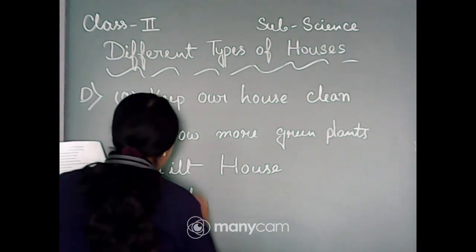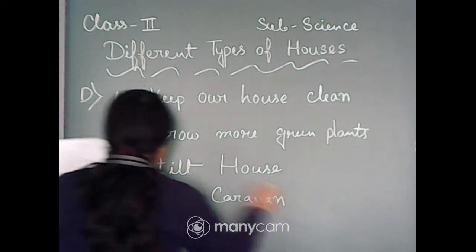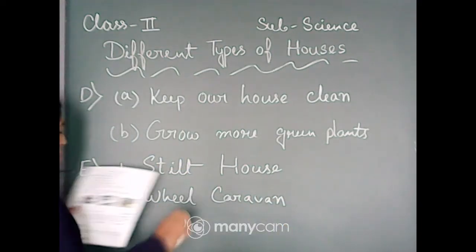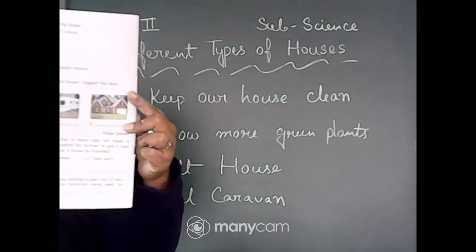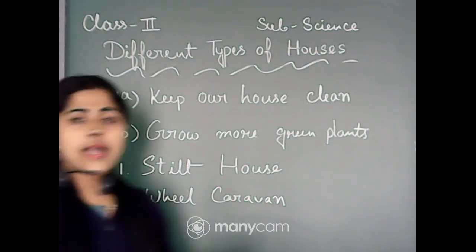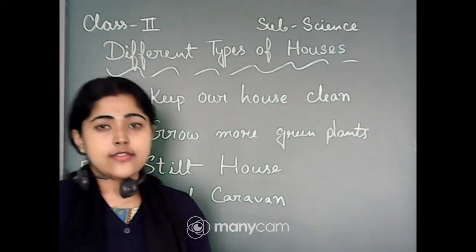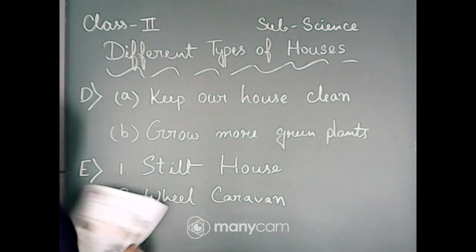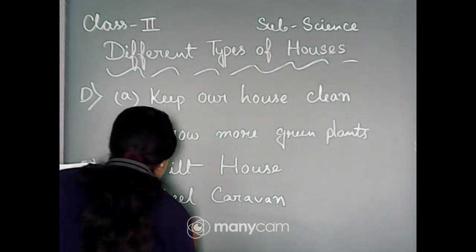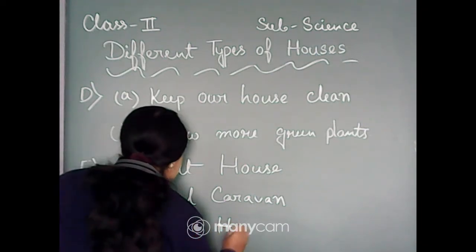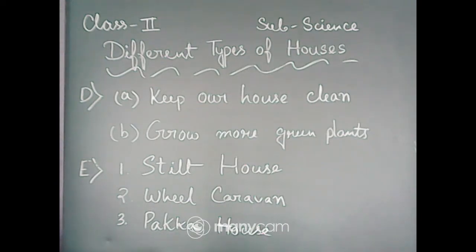Wheel caravan. That's the second picture. And next, that's too easy, the last picture. That is a pakka house, nothing at all. Okay, so you know this very well. Pakka house. So here we completed question D and question E.